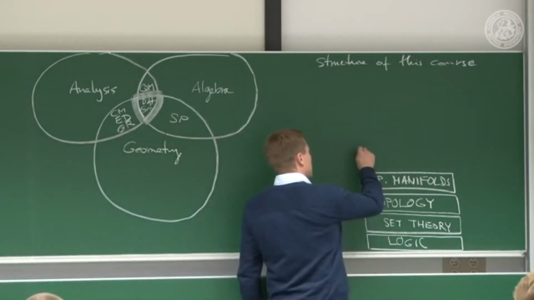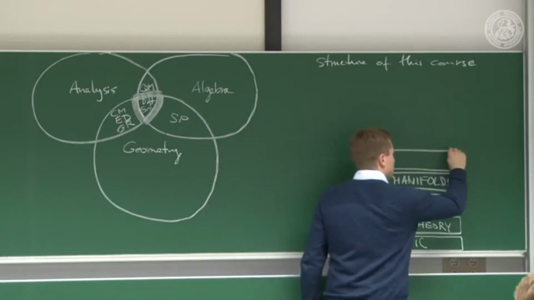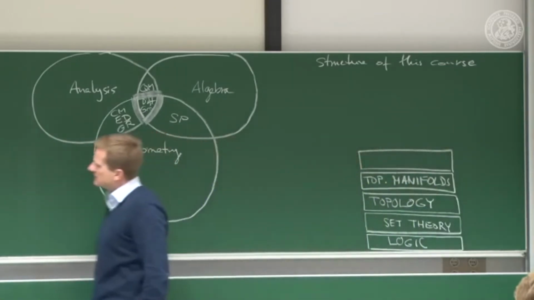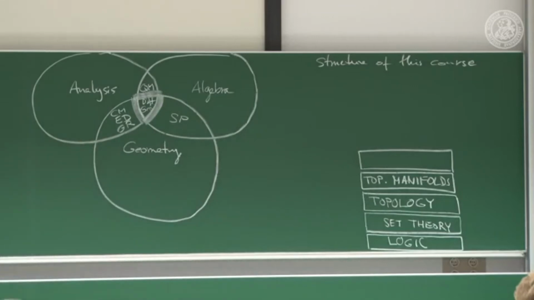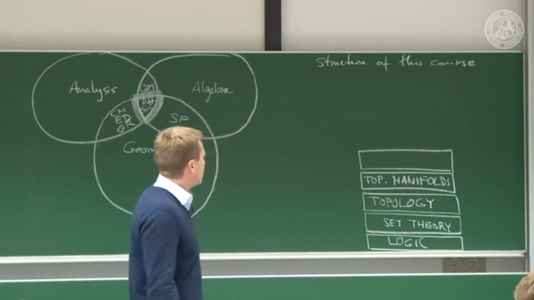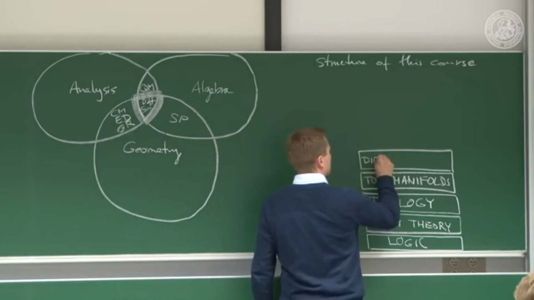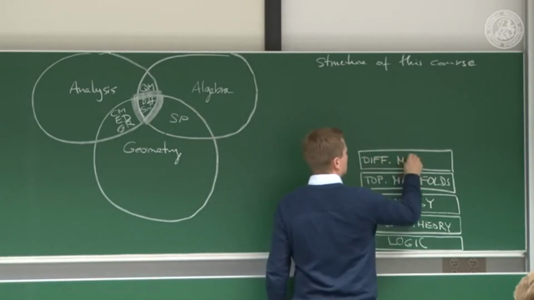Now, that's not enough. If you have topological manifolds, you also need, in physics, especially in classical physics, a notion of derivative. You need to be able to talk about the velocity of a curve. And that cannot be done in topological manifolds. What you need there is differentiable manifolds.